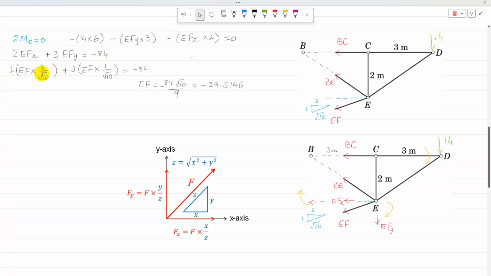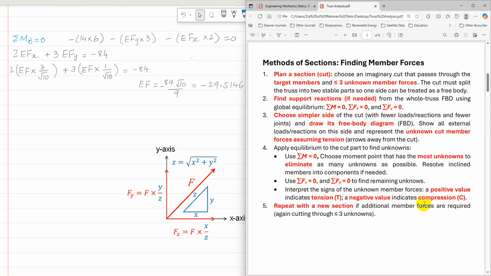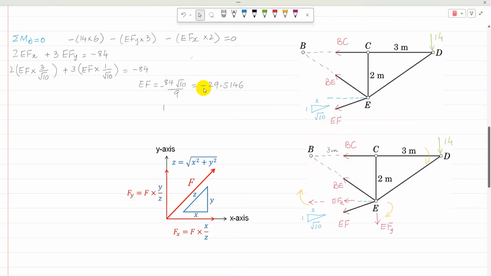EFX is EF times the horizontal side over the hypotenuse, and EFY is the vertical side over the hypotenuse. Using these two relations, it is equal to minus 84. And then by simplifying, EF comes as minus 84 root 10 over 9, and that is minus 29.5146. The interpretation says that a negative value indicates compression. Because EF is negative, it is compression. So EF is 29.5146 kilonewton in compression.